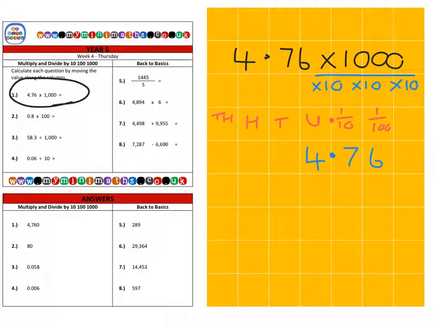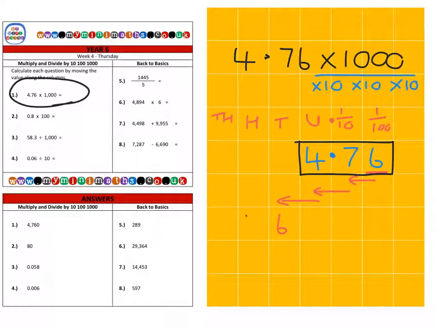Now, because we're taking 4.76 and we're going to multiply by 1000, that's 3 spaces. So we're going to take one of the digits, it doesn't matter which one. I'm going to take the 6 hundredths. We're going to move it 1 space, 2 spaces, and finally 3 spaces into the tens column. And then everything else is going to stick together.